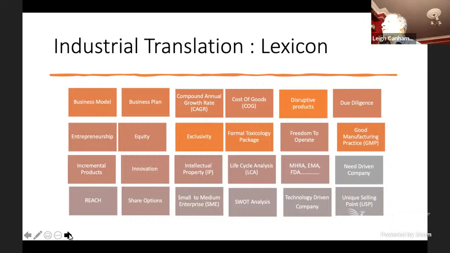Nanomaterials are often expensive. And so from a product point of view, it's very important if they have what's called a USP, a unique selling point, from a business perspective, that is.